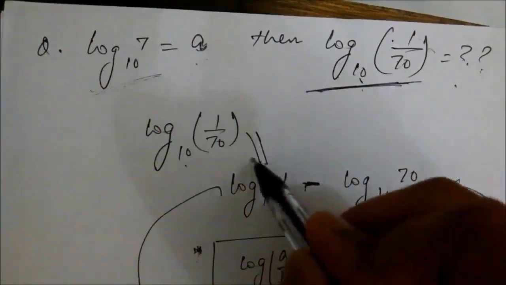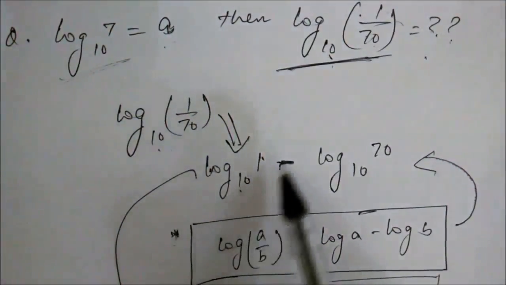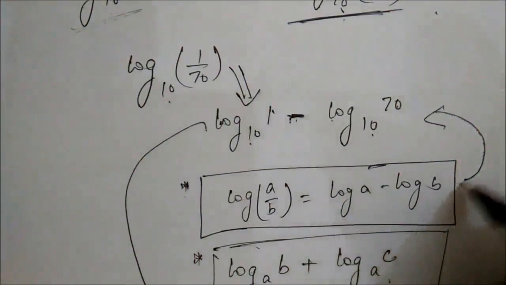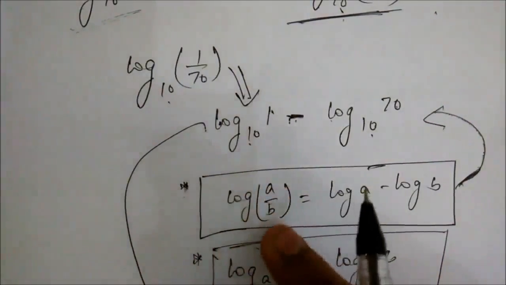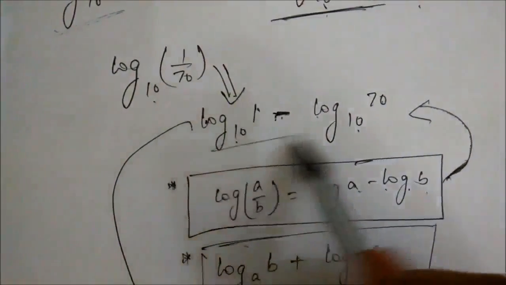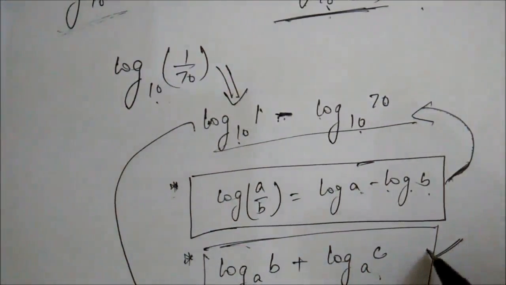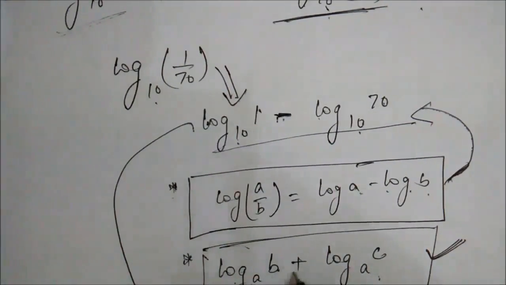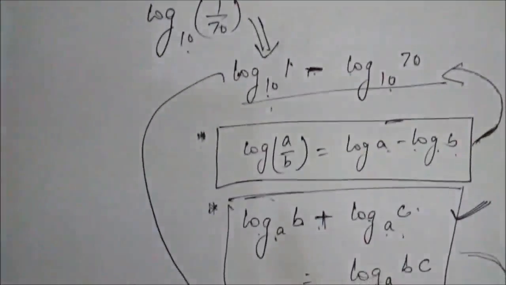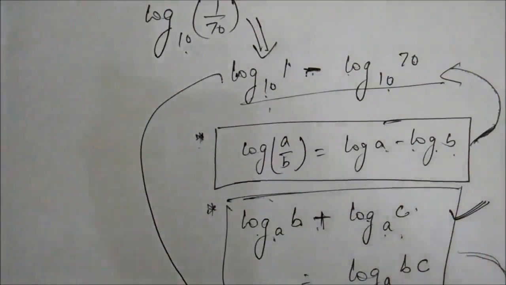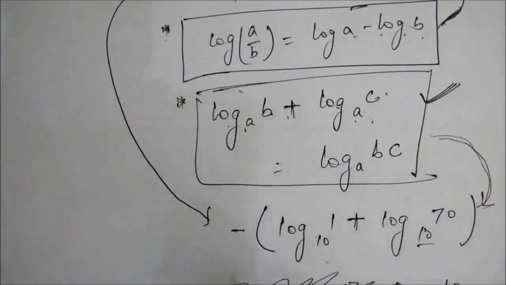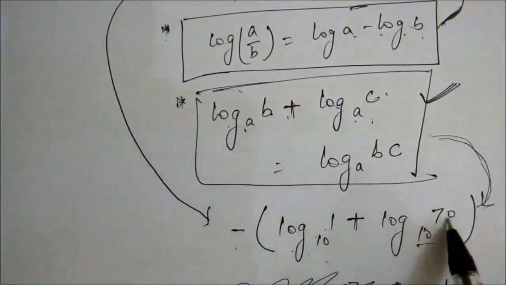We can write this in this form, that is log 1 to the base 10 minus log 70 to the base 10. This can be written using the formula log a by b is equal to log a minus log b. Now, looking at this equation and the property that I'm thinking of using, log b to the base a plus log c to the base a, we have got a plus sign, but in the above equation we have got a minus sign. So what I'm going to do is take minus as common in this part, and I'll rewrite the same equation as minus of log 1 to the base 10 plus log 70 to the base 10.